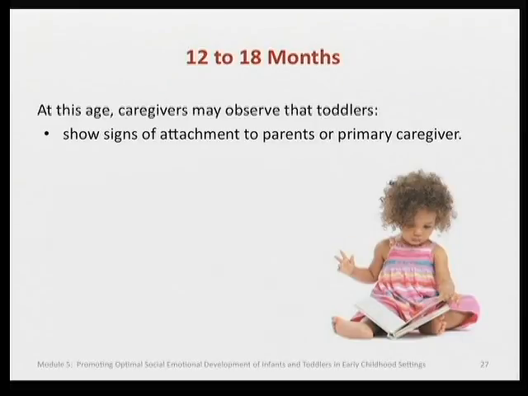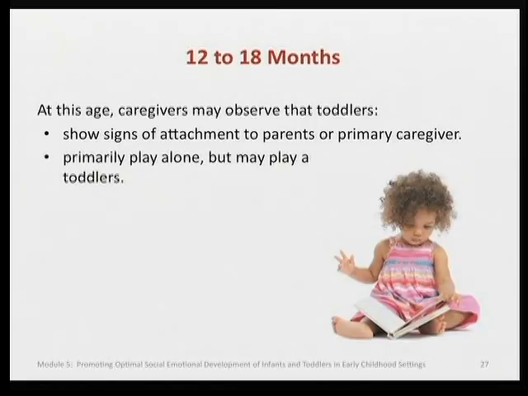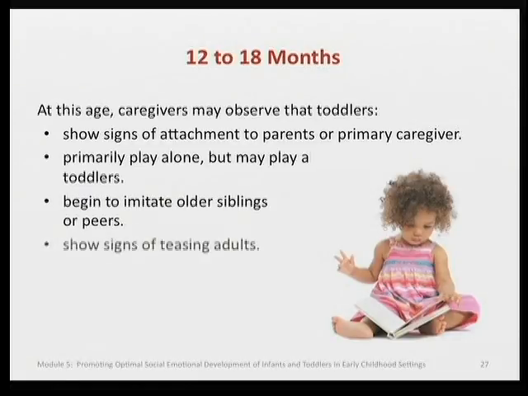At this age, caregivers may observe that toddlers show signs of attachment to parents or primary caregiver. They will go to this person when frightened, hurt, tired, or lonely. Young toddlers primarily play alone, but may play alongside other young toddlers using similar toys. They begin to imitate older siblings or peers and even show signs of teasing adults, such as covering their eyes with their hands and peeking out while grinning.